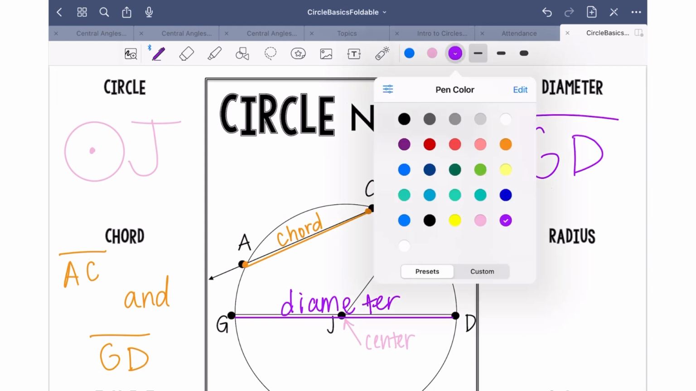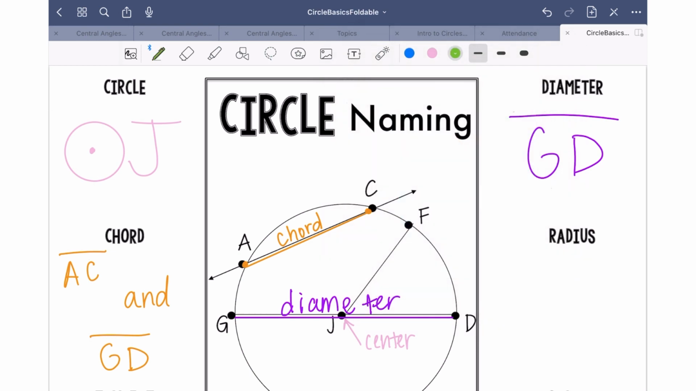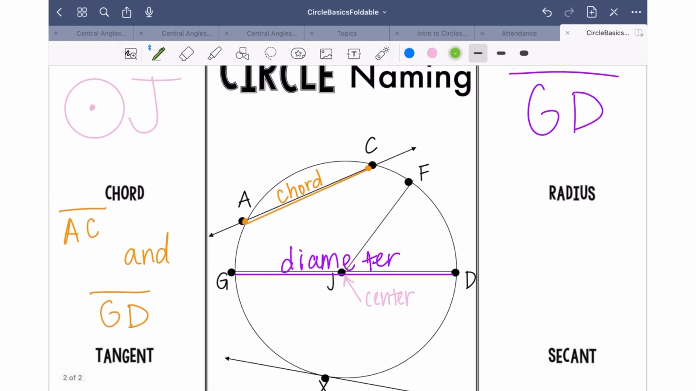The radius is going to be the segment that joins the center of the circle to any other point on the circle. So from the center to any other point on it. So we can see here's the center. And if I go along this line, that would be my radius. So that is segment JF.